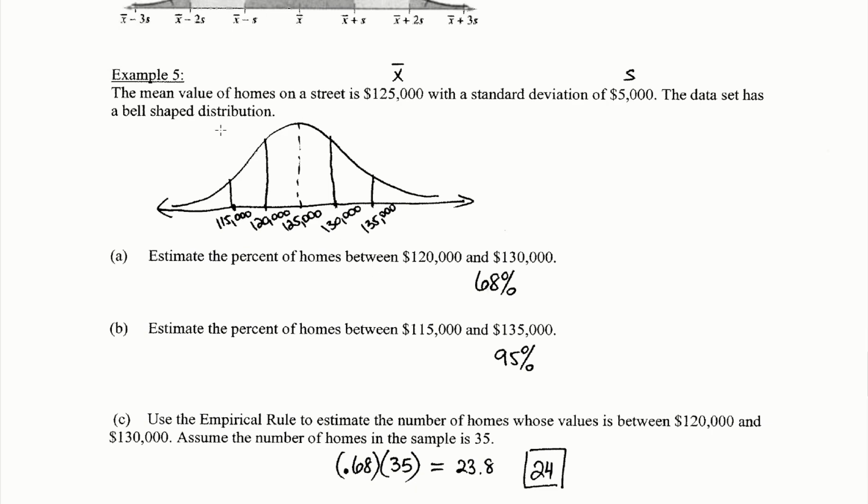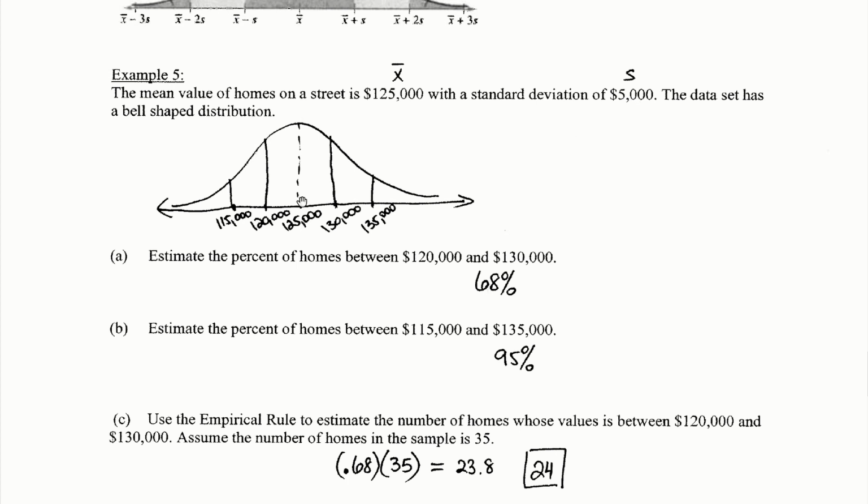In example 5, they tell us that the mean value of homes on a street is 125,000 with a standard deviation of 5,000, and that the data set has a bell-shaped distribution. The moment you hear that, it's a good idea to go ahead and start to do the graph. This is a sample mean, so it's x bar. The sample standard deviation is s, that's 5,000.